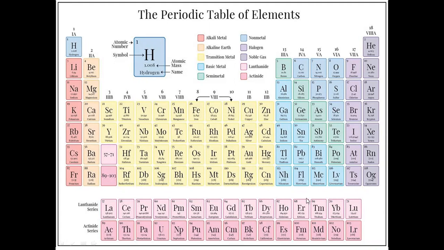What is the speciality of the group? Same number of valence electrons. Very nice. Same number of valence electrons. Valence electrons in group 1 is 1. Here group 2 is 2. Here it is 3, 4, 5, 6, 7, 8. Valence electrons remain the same in a group. That is the reason the table has been framed like this.